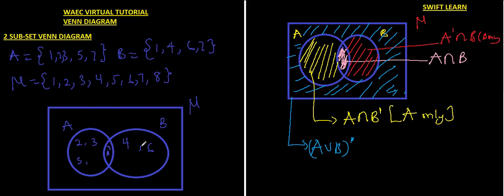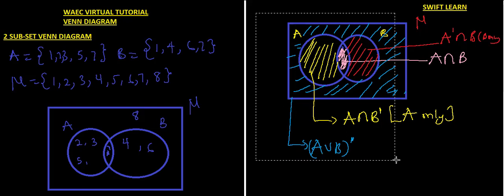So now if you look at it, this is the whole of B, look at my cursor on my pen. This is 1, 4, 6 and 7. Can you see it? Now the whole of A is here: 1, 2, 3, 5 and 7. Now the universal set has 8, but 8 is not in any of them. So where will 8 be? 8 will be here. Can you see that now? So I'll be taking this off.